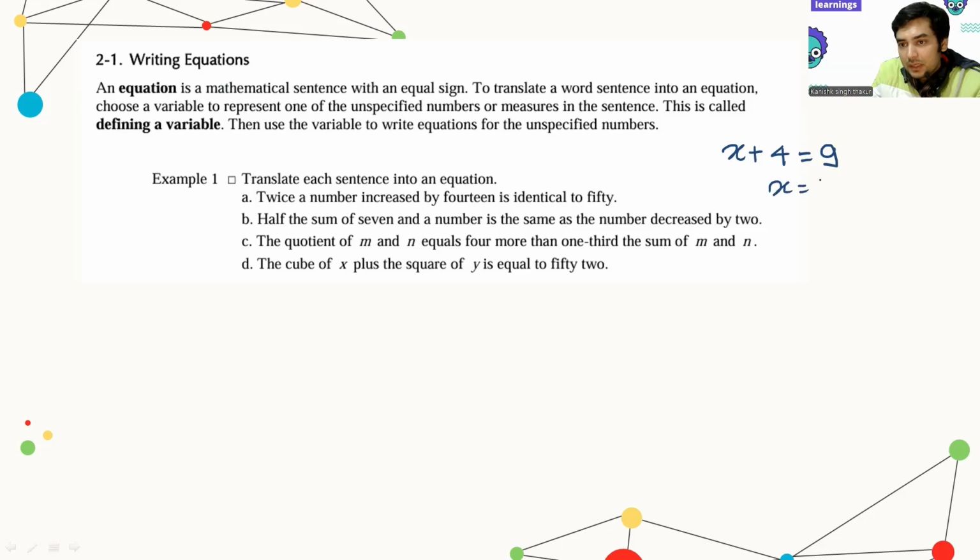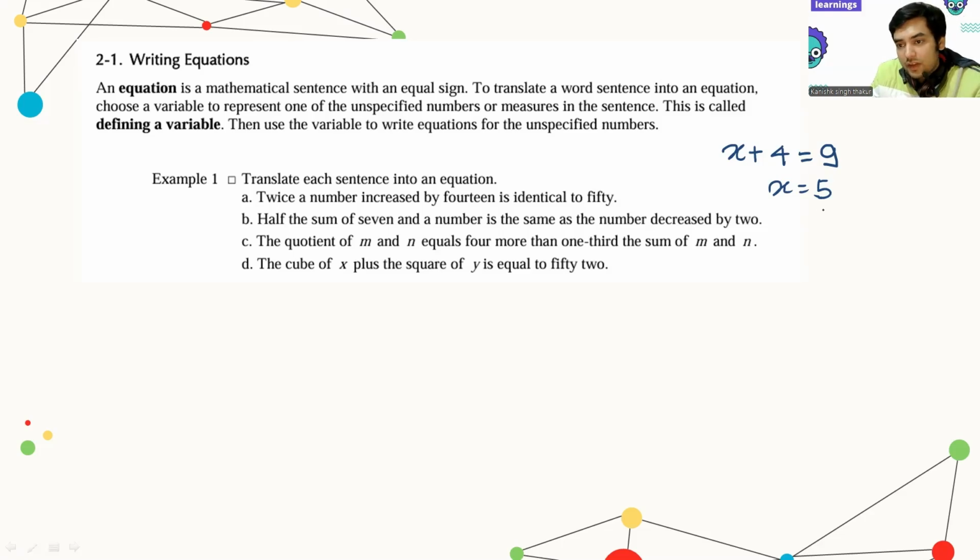I will get one particular value of X, which is 5, right? As X is 5 here, 5 plus 4 gives me 9. So this is an equation. To translate a word sentence into an equation, choose a variable. So this X here acts as a variable, something which we do not know, but by solving it, I'll be knowing its value. This is called defining a variable.